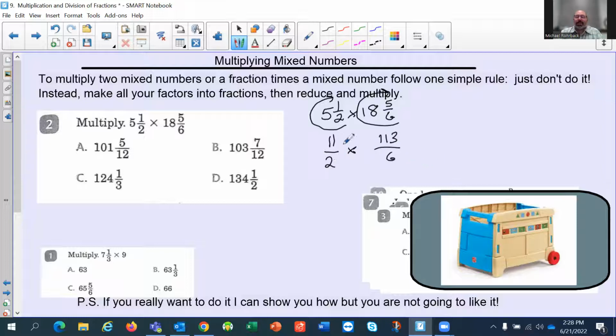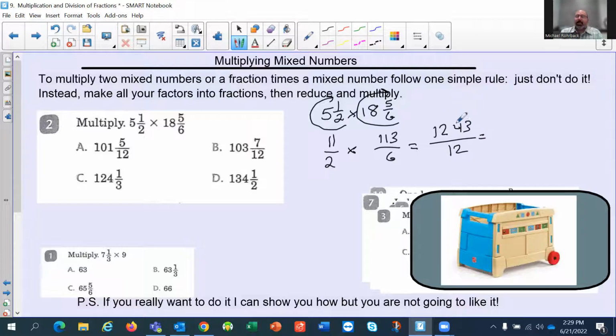Now looking at this, I already know 11 is a prime. 113 is not going to divide by 2. It's not going to divide by 3. And it's not going to divide by 6. So again, calculator, 11 times 113. Don't waste time. Use your calculator. You got 1,243 divided by 12. Now, the best way to do this is on a calculator.